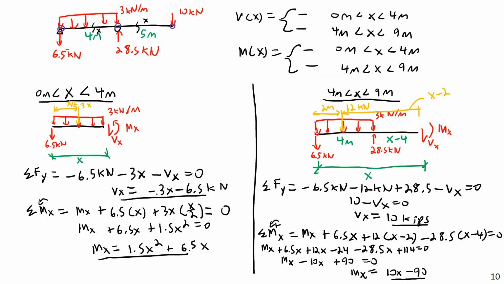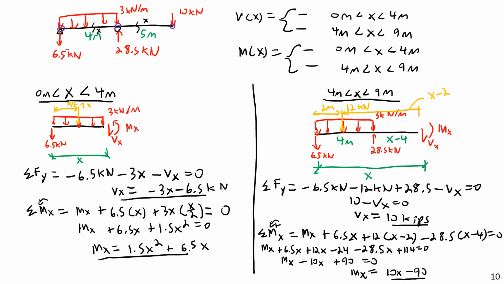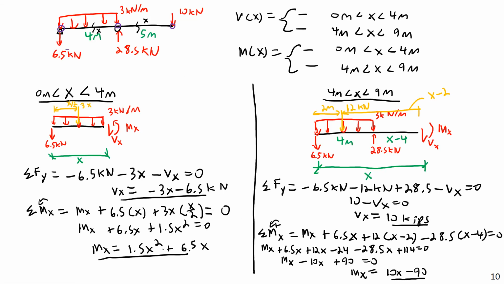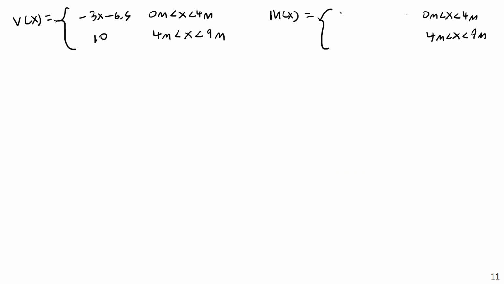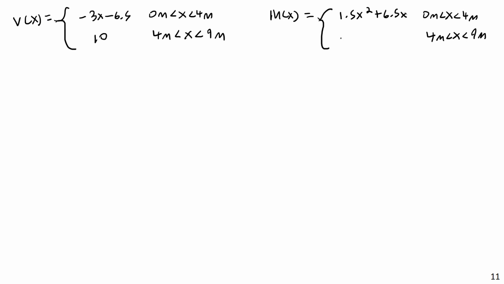And this first one is negative 3x minus 6.5. And this other one here is 10. And for the moment, this one here is 1.5 x squared plus 6.5x. And then this here is just going to be 10x minus 90.